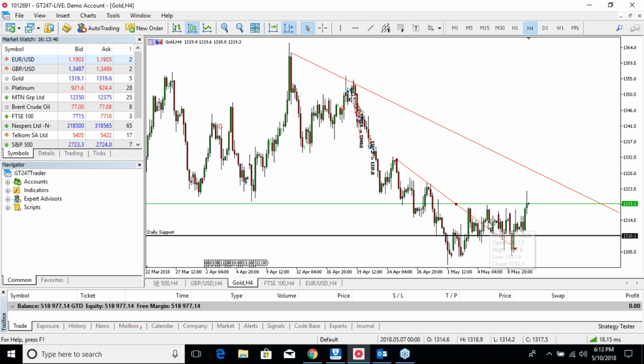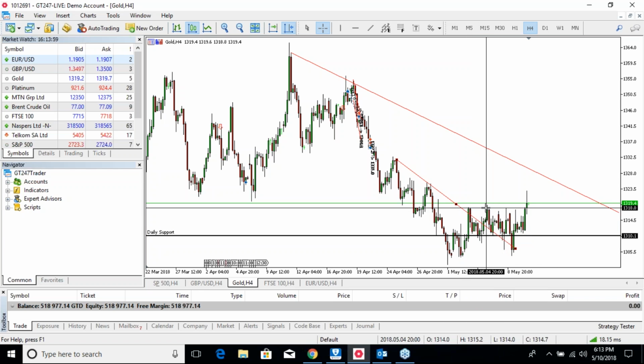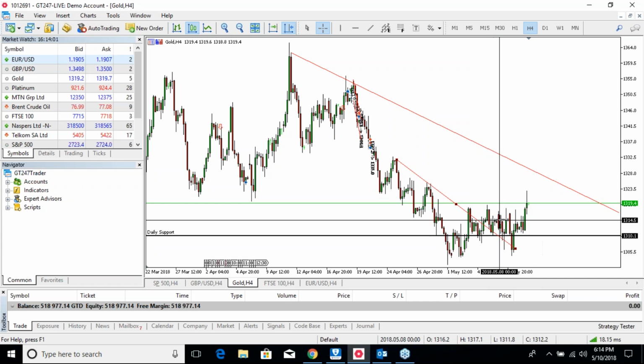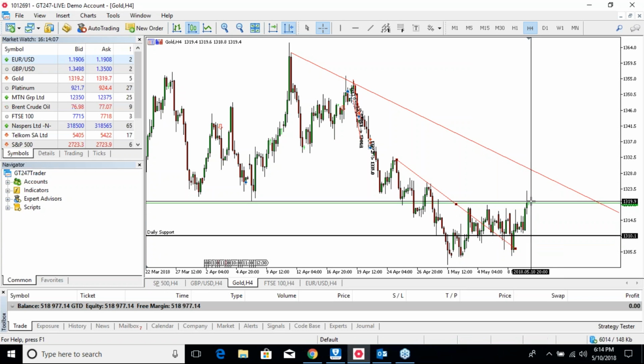However, we've missed that movement. There was a false breakout around this level. Came back down again. Broke out here. Confirmed the breakout. Retested. Consolidated for a while. Retested the trend line again. And now it has broken up.